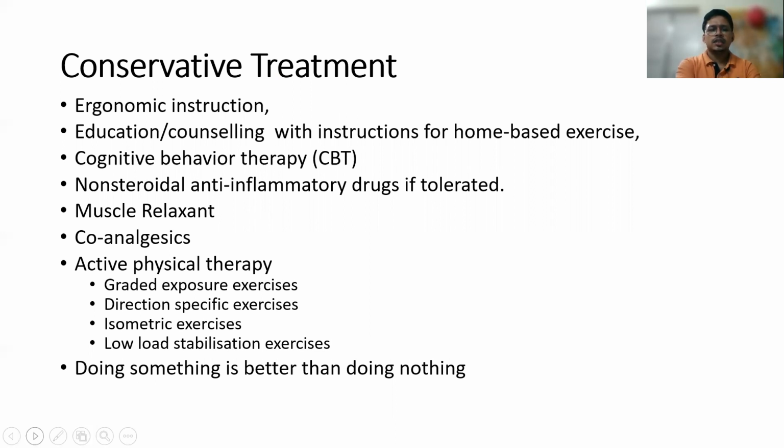Then comes physical therapy, depending upon the stage of the disease. In the acute stage, we should do passive exercise, graded exercise. In 6 to 12 weeks, we should do direction-specific exercise, like some flexion, some extension, backward and forward bending exercise. Isometric exercise and low load exercise are required during that period. With all the exercise, we will come in the next episode about the type of exercise and other conservative treatment. So do some exercise, it is better than doing nothing.